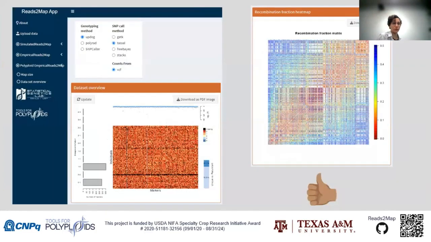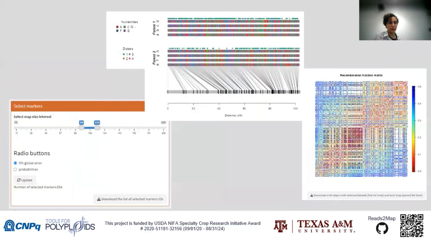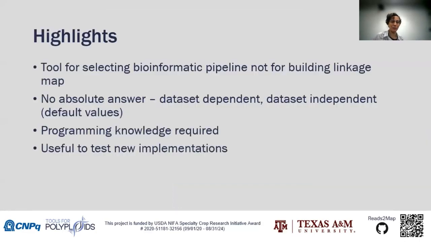This is the recombination fraction matrix for that combination, tassel and updog. And the same thing, selecting the markers only in the peak and building the linkage map. So I think, yes, good. I wanted to highlight again that this tool is not for building the linkage map, but for selecting the pipeline for you to do that. Building a linkage map, there are a lot of details that you need to change and check before going further. So I would suggest not to do this automatically, like this workflow does.